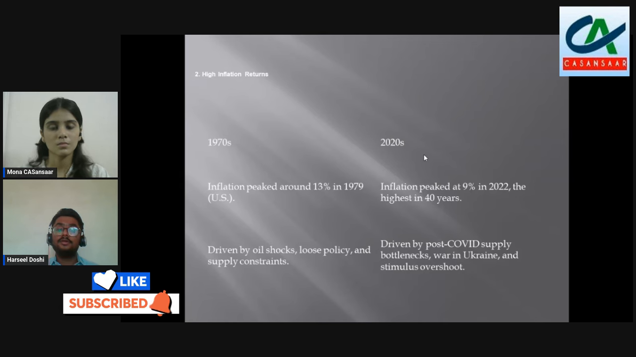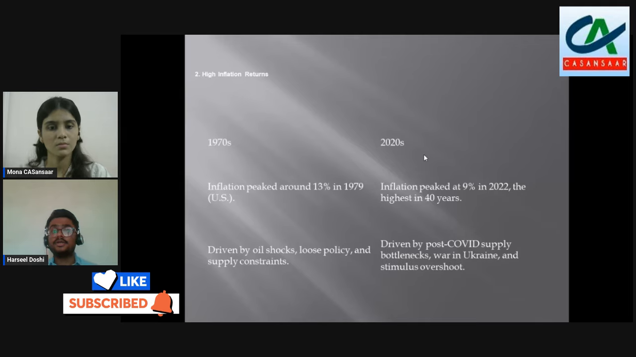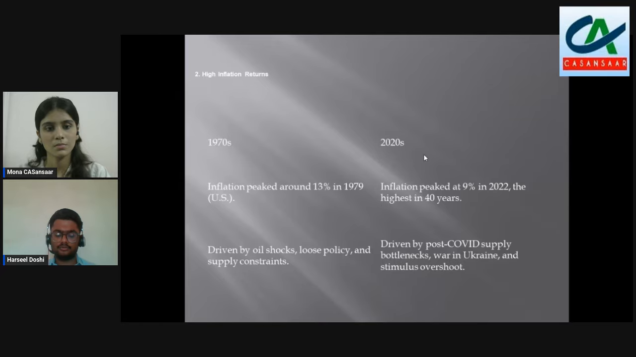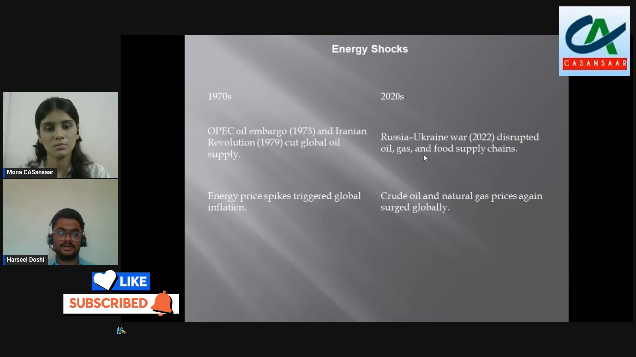Fourth thing, in the 1970s there were supply shocks of oil, loose monetary policy, and supply constraints of commodities. Similar things we are seeing now also. The US is sponsoring the Russia-Ukraine war. We are seeing recently that physical demand for silver has risen very much, and there are some supply constraints. So a similar situation we see currently, like we saw in the 1970s.